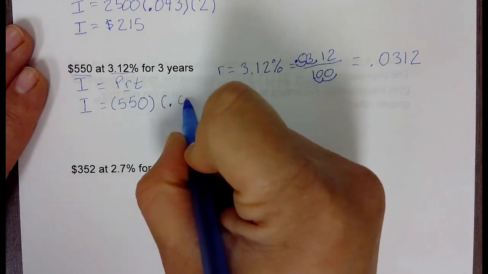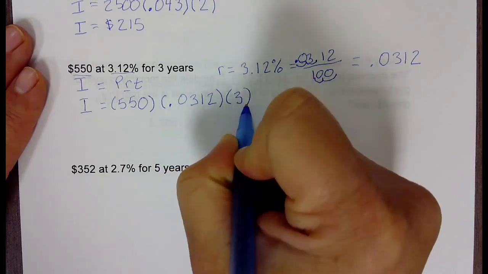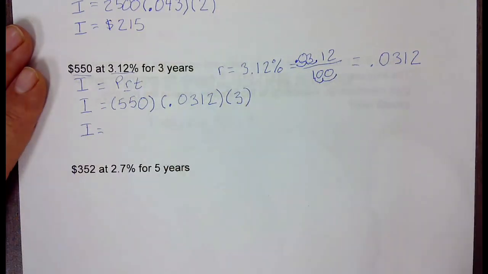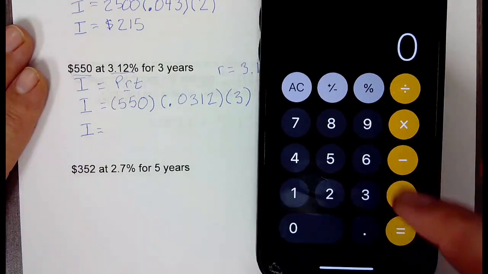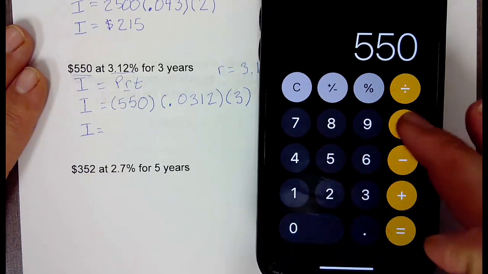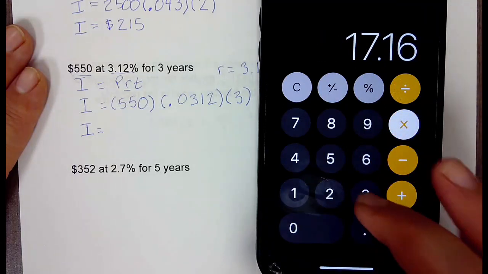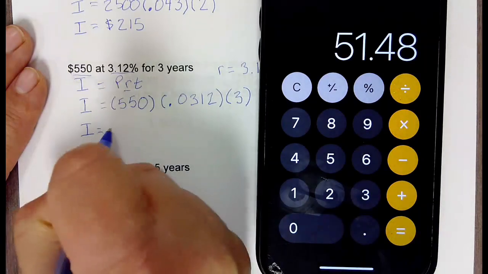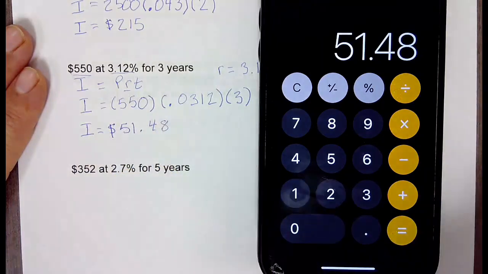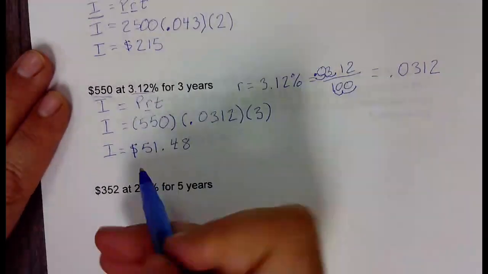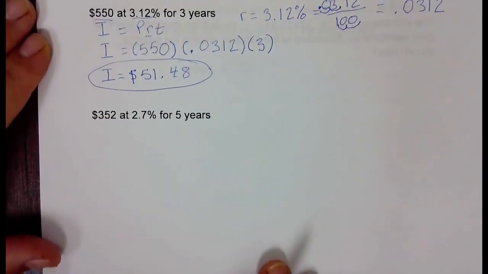550 times 0.0312 times 3 years. And then I'm going to calculate on my calculator. 550 times 0.0312 times 3 years is $51.48. That's going to be the amount of interest that was earned in this account in 3 years.